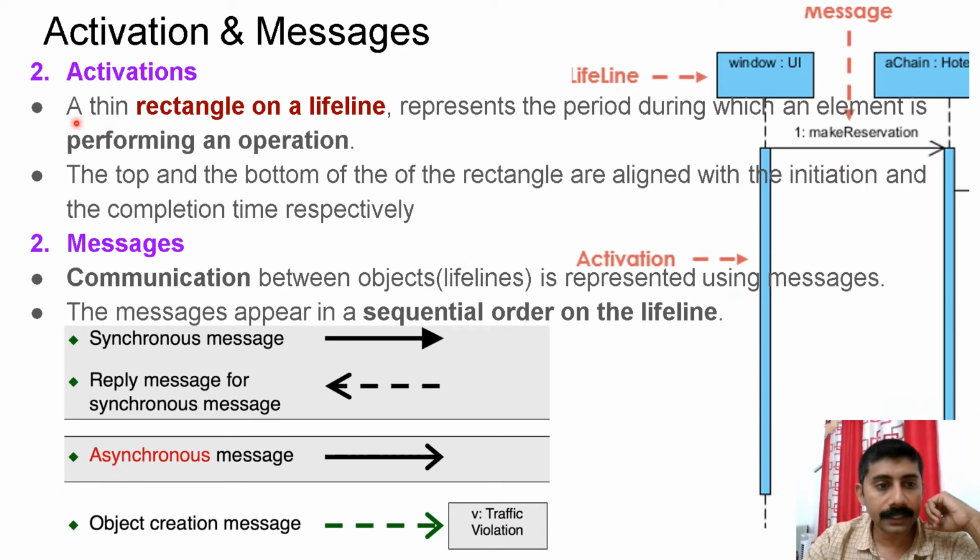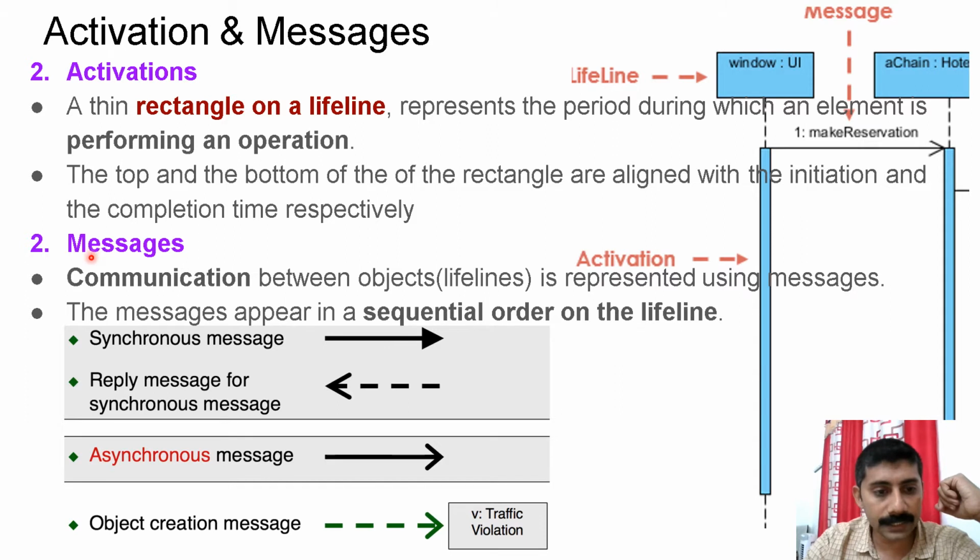Next part is activation. A thin rectangle on a lifeline represents the period during which an element is performing an operation. So this particular rectangle on the lifeline is the activation. It is showing the time at which some operations are happening. The top and bottom of the rectangle are aligned with the initiation and the completion time. Here the top part represents the initiation of the operation, and this end part represents the completion of the operation.